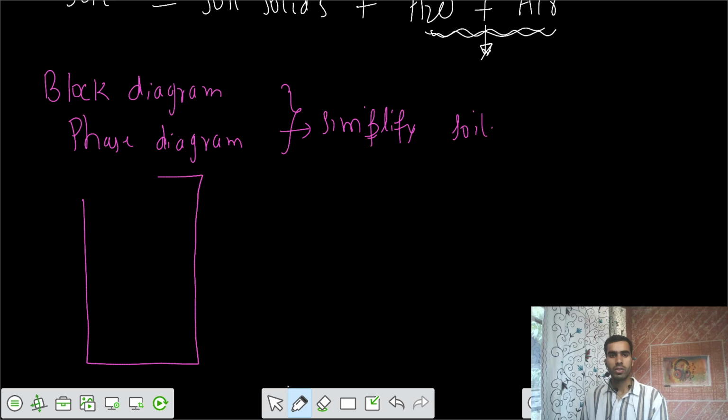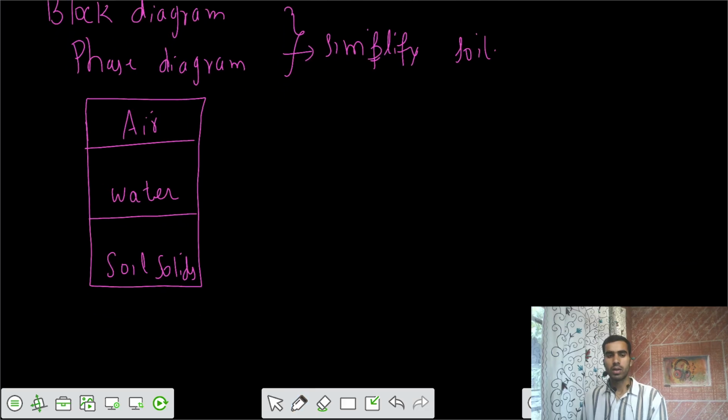Let's say we have a general perspective of the soil. There are soil solids, which we write here. After that we can have water, and after that we can have air. The configuration is that we keep the soil solids below, which means they have more unit weight, more weight compared to the other ones; their specific gravity and unit weight is more. After that we have the weight of water, and finally at the top we can place the air.